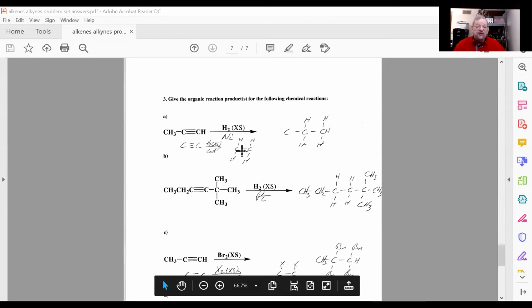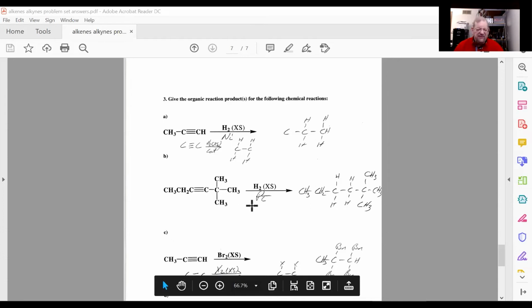You break the 2 pi bonds. Remember, 2 pi bonds, 1 sigma. Each pi bond is a pair of electrons. Each sigma is a pair of electrons. I break the 2 pi bonds, and each carbon of the triple bond gives, say, 2 hydrogens.